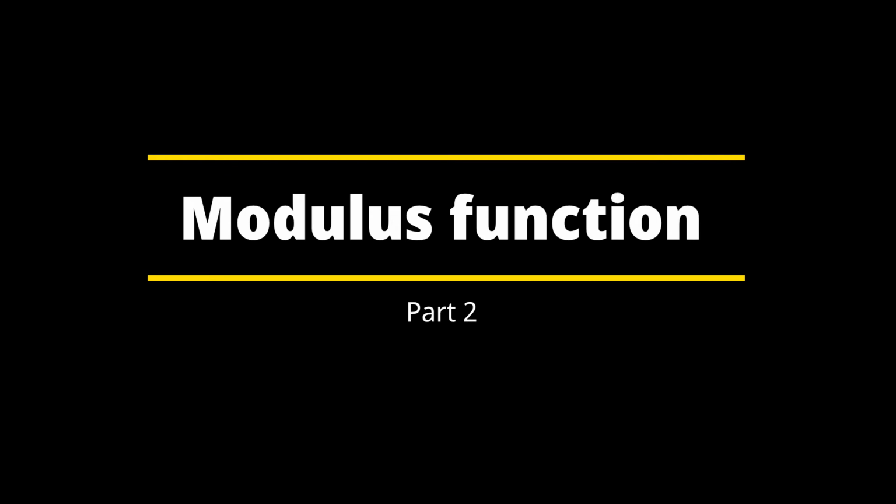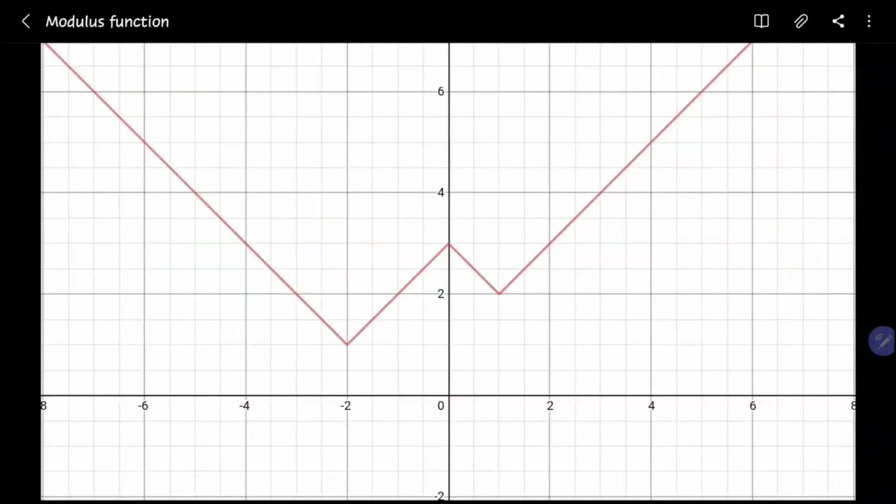In this video, we are going to see the second part of the modulus function. Just take a look at this graph. Are you wondering how this graph is formed? This graph is formed because of the linear combination of different modulus functions. You can see this modulus function combination y equals mod of x minus 1 minus mod x plus mod of x plus 2 gives you this particular graph in red color.